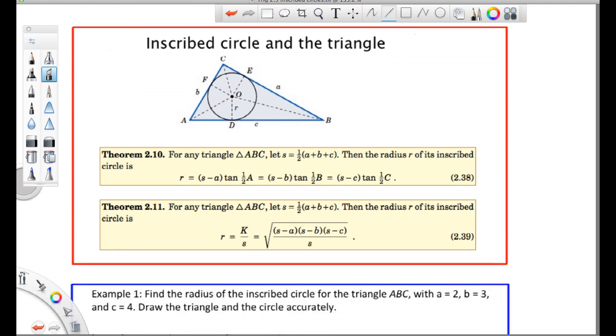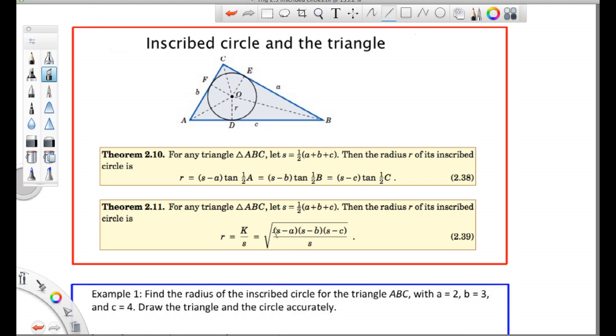Okay, so the inscribed circle and the triangle. There are several ways that you can relate it. So here's one formula. You could say that the radius of the circle is S minus A times the tangent of half of angle A, and you can do the same things with B and with C. The other way that you can find the radius of this circle would be to find the area and divide it by S.